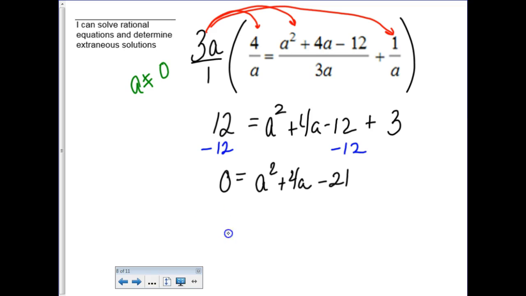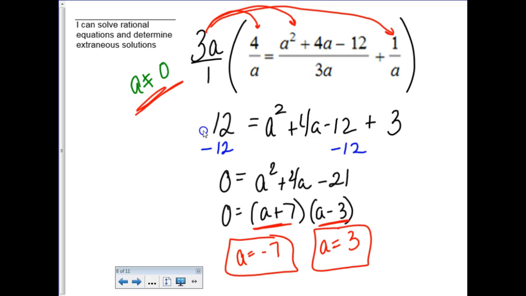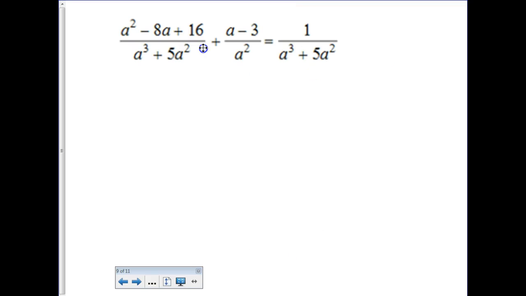And then we're factoring, and this is a case where I think we get two solutions and they both work. So a plus 7 times a minus 3 will be a good factorization. And then don't forget to take that last step, guys, of actually solving. So a is negative 7 and a is 3. Neither of which were my excluded values, so we get to keep both. Guys, notice the 3 was a numerical coefficient, not a factor that would produce a divide by 0.